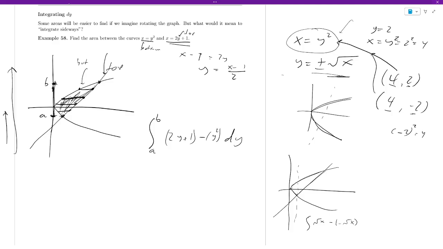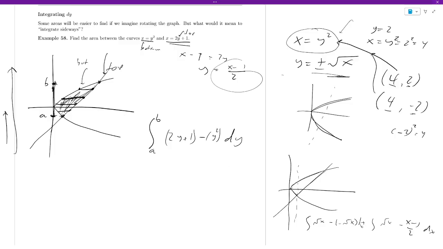Because that's that lower branch. The second integral would still be root x as the top function, and then minus what? Minus this straight line function, but I have to write it in terms of x, which means I would need this guy. So maybe that looks like an integral we could do. It doesn't look that bad, but it's still a little more work, maybe, than doing it this way.